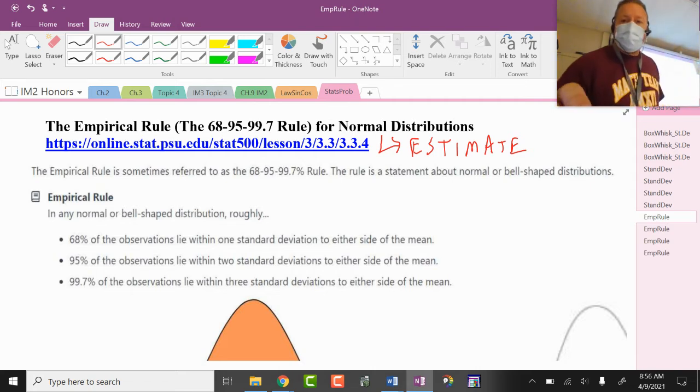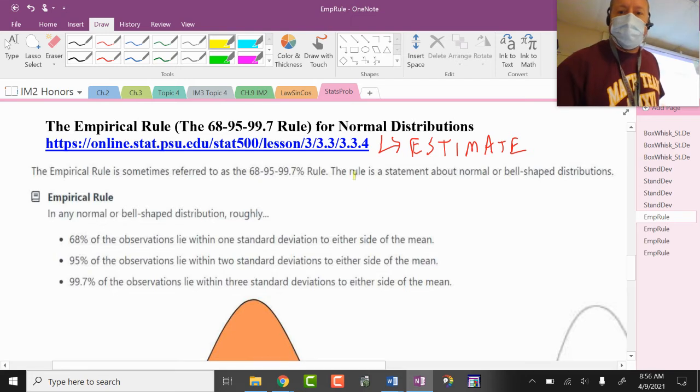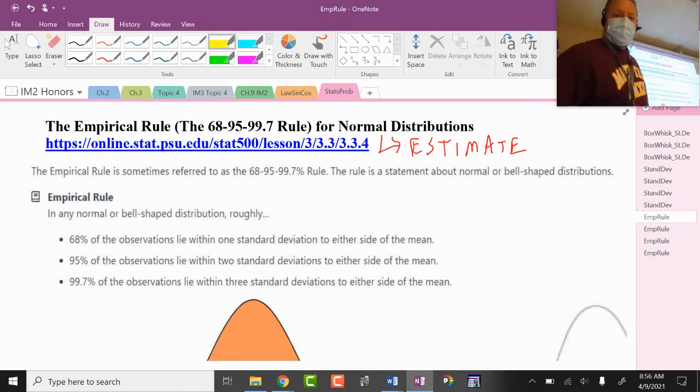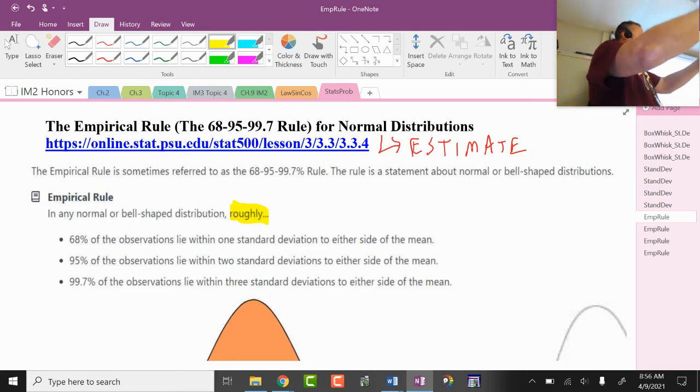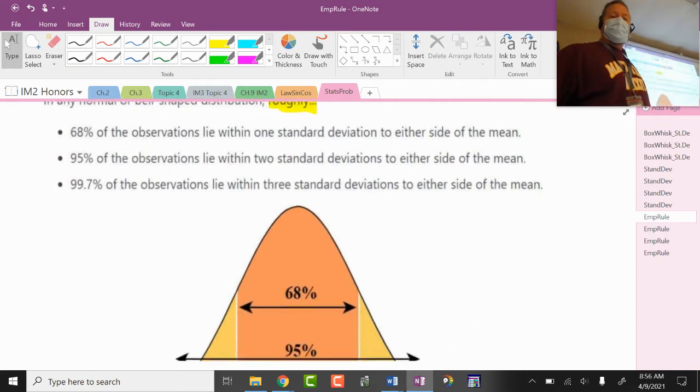So notice where there's some other words in here. The rule is a statement about normal distributions, referred to as the 68, 95, 99.7 rule. Here it is. That's what I was looking for. Roughly, in any normal or bell-shaped distribution, roughly just means about. This is about what happens, kind of. All right, very, very close.